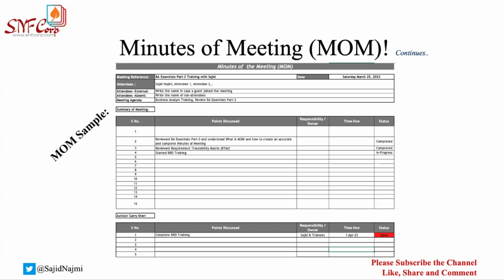So for us, what is the agenda? For us, we have a business analyst training and we have to review BA Essentials Part 3. That is our agenda of this meeting. So I've written that agenda there. Now coming back to the main section of this MOM.